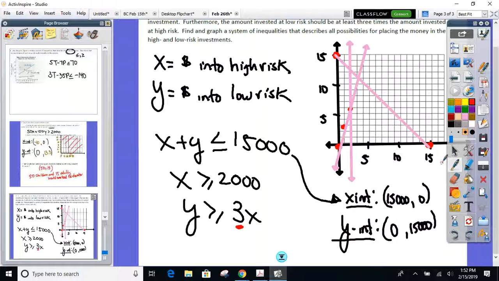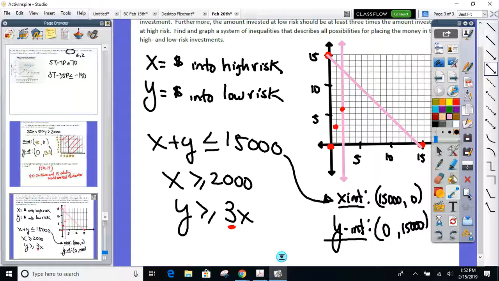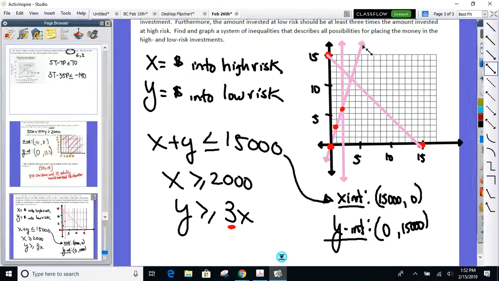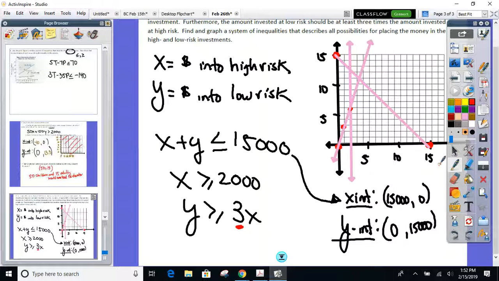$1,000, I guess we could. Can we just make a class decision here? I don't like the way that's drawn in. Anybody, can we make another point for me? What other point? 5,000? Or 5,500? Okay, you got it. So this point right here.